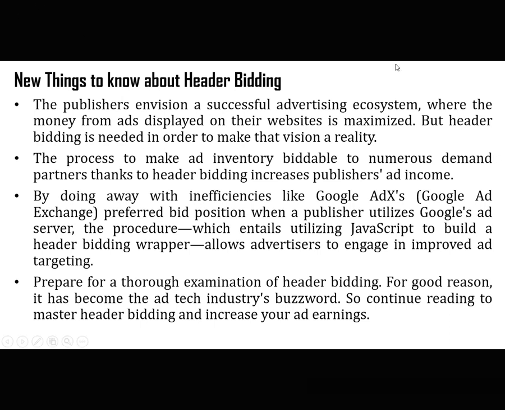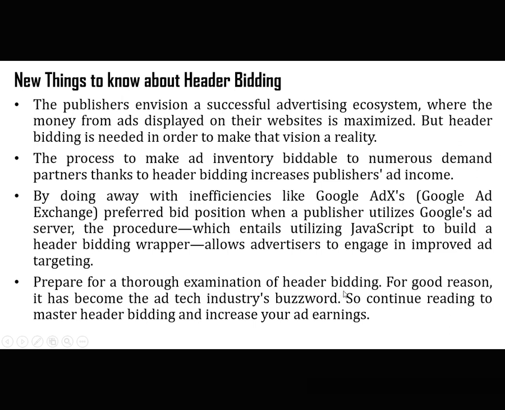Publishers envision a successful advertising ecosystem where the money from ads displayed on the website is maximized. Header bidding is needed in order to make that vision a reality. The process of making ad inventory biddable to numerous demand partners increases publishers' ad income by doing away with inefficiencies like Google AdX's preferred bid position. When a publisher utilizes Google's ad server, the procedure, which entails using JavaScript to build a header bidding wrapper, allows advertisers to engage in improved ad targeting.